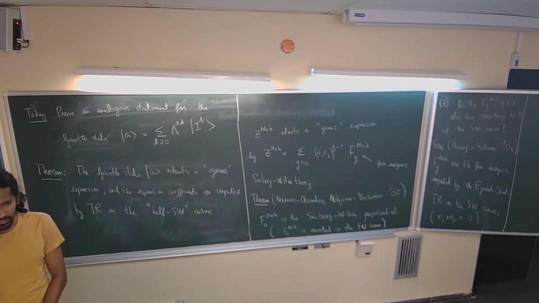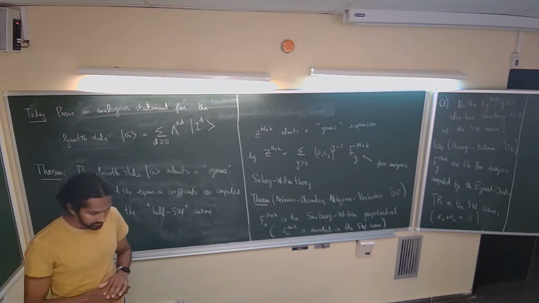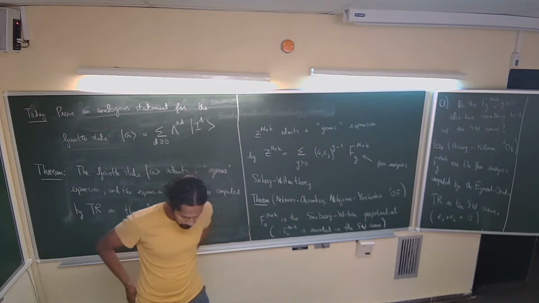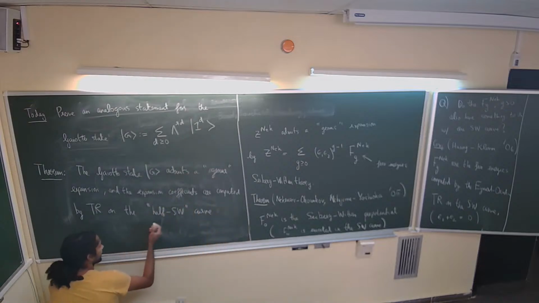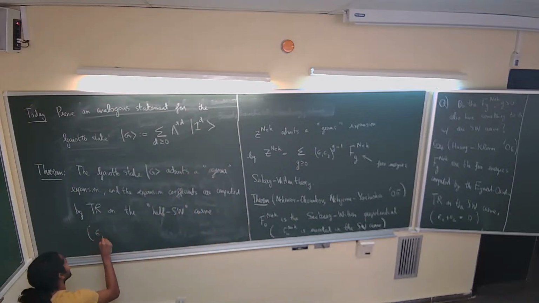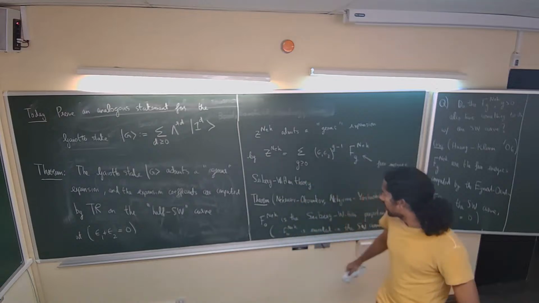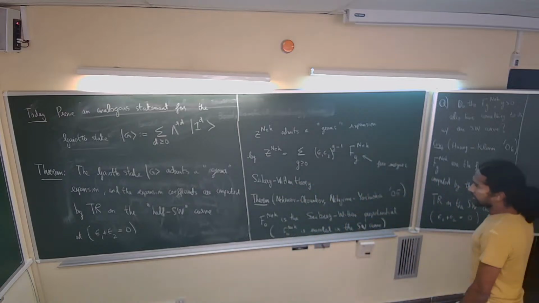Okay, is it clear what I want to prove? Yes. Yeah, please feel free to interrupt me and ask anything at any point. Sorry, whenever I talk about TR, I will probably forget to say this, but it's always at epsilon 1 plus epsilon 2 equals 0. Okay.